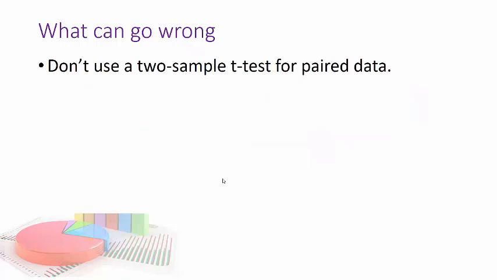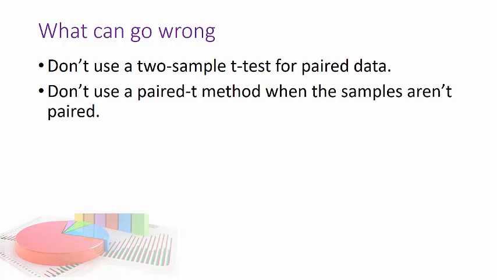Don't use a 2-sample t-test for paired data. Well, you can, but you're probably not going to find everything. You're probably going to fail to reject everything because it's hard to see some of these small differences which really pop out for paired data. Don't use a paired t method when the samples aren't paired. Yeah, you've got to figure out who is appropriate to subtract from who.